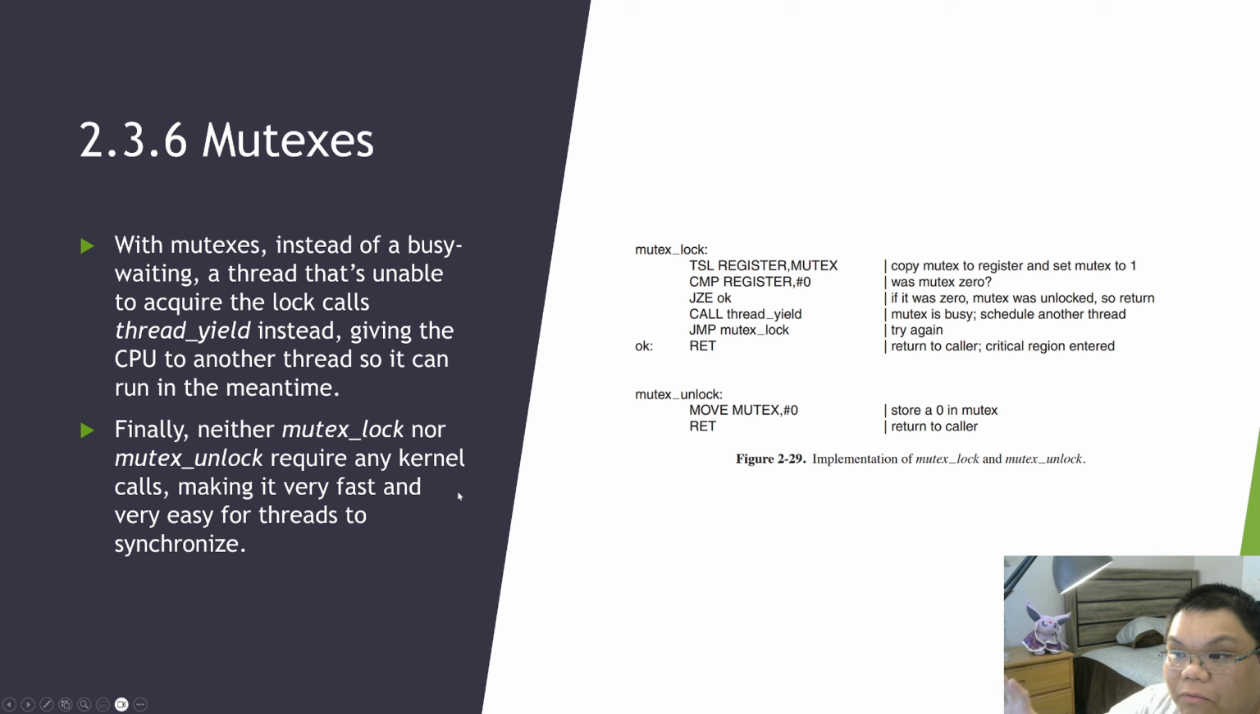And again, with mutexes, instead of busy waiting, a thread that's unable to acquire the lock calls thread yield. That gives the CPU to another thread so it can run in the meantime.